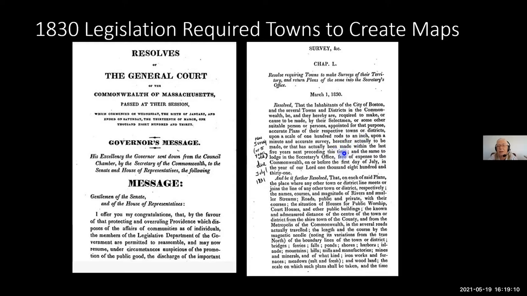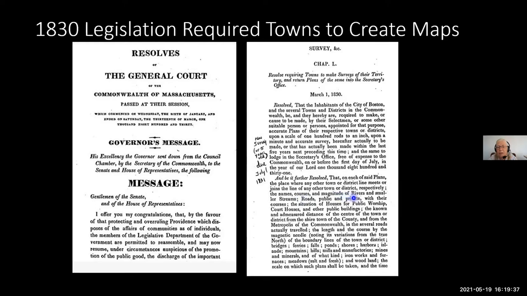Has to be done either already within the past 5 years or coming up. We don't want any old maps. Free of expense to the Commonwealth, right? So it's another unfunded mandate back in 1830. And has to be presented on or before the 1st of July of 1831. So they go on to list some of the things they want to see.